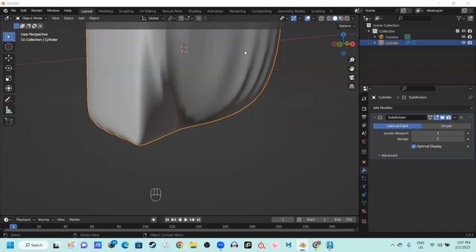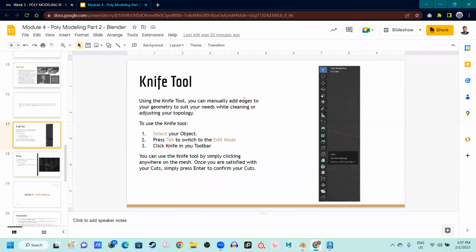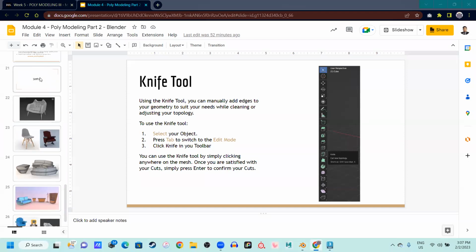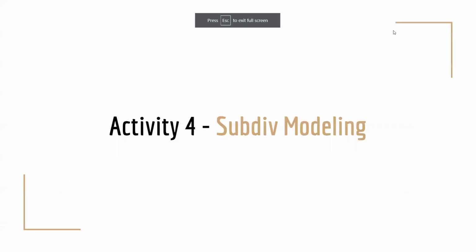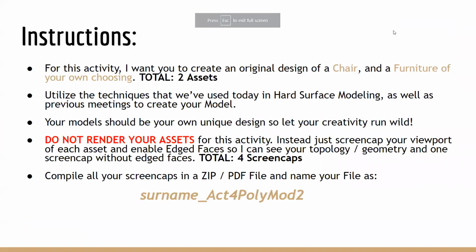Okay? So, that's pretty much it for our discussion for today, no? So, onwards tayo sa magiging activity nyo. Okay? So, your activity for this discussion continues to, no? So, activity 4, subdiv modeling. For this activity, I want you to create an original design of a chair and a furniture of your own choosing. So basically, total of 2 assets or 2 3D models basically, no?